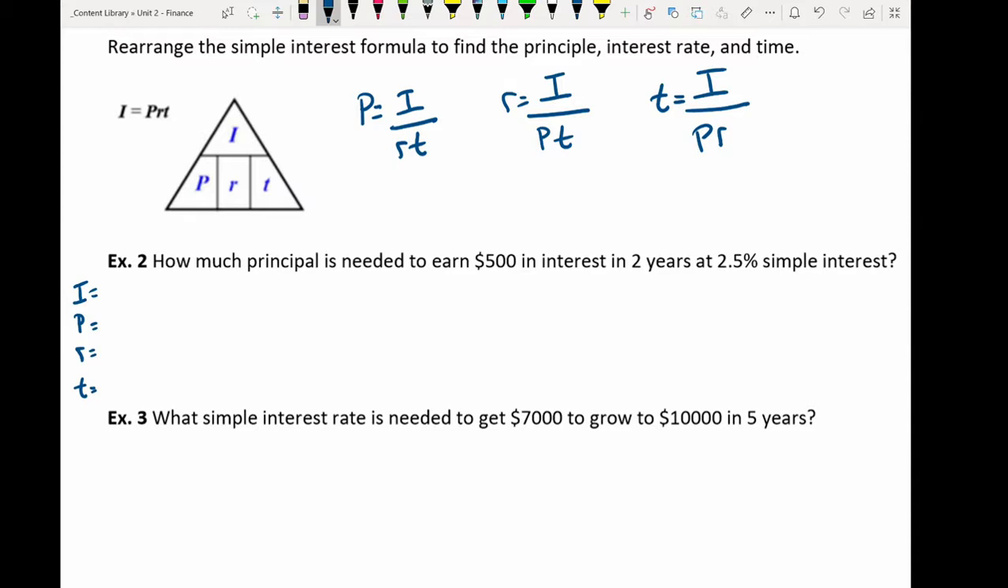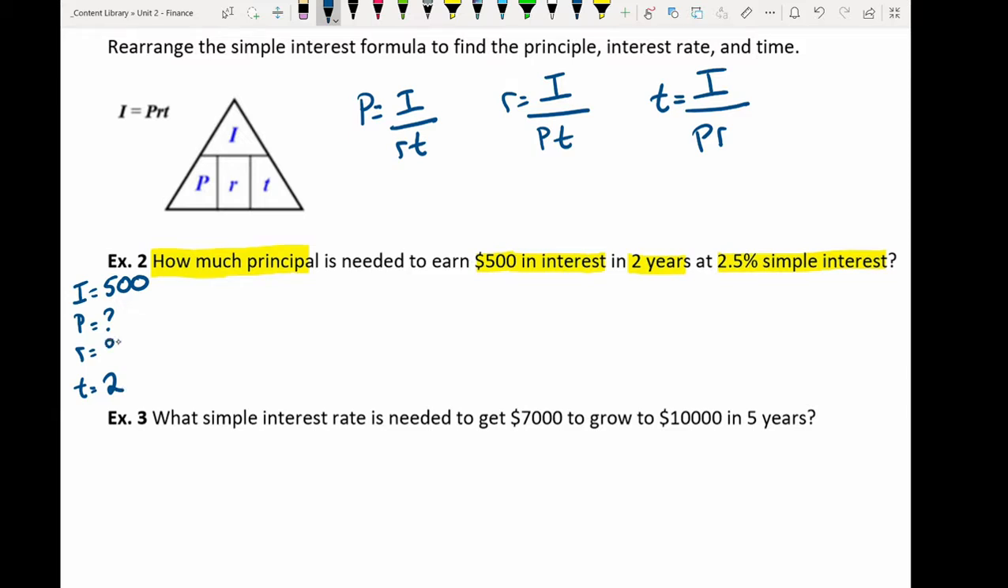From the question, how much principal? Right off the bat, how much principal? That's what we're looking for. If I don't know my P value, how much principal is needed to earn $500 in interest? That means my I value is 500. In 2 years, at 2.5% simple interest. So T is 2. I don't need to do anything to it because it's in years.